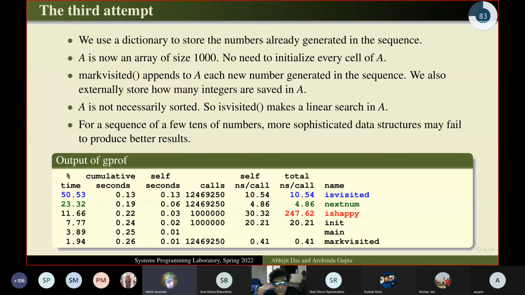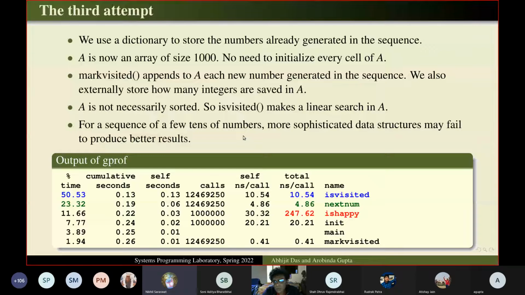And for a sequence of a few tens of numbers, of course, I could have a better implementation of A, like a height balanced binary search tree or a sorted array, something like that. But eventually, you will generate only a few tens of numbers. Okay, 20, 30.